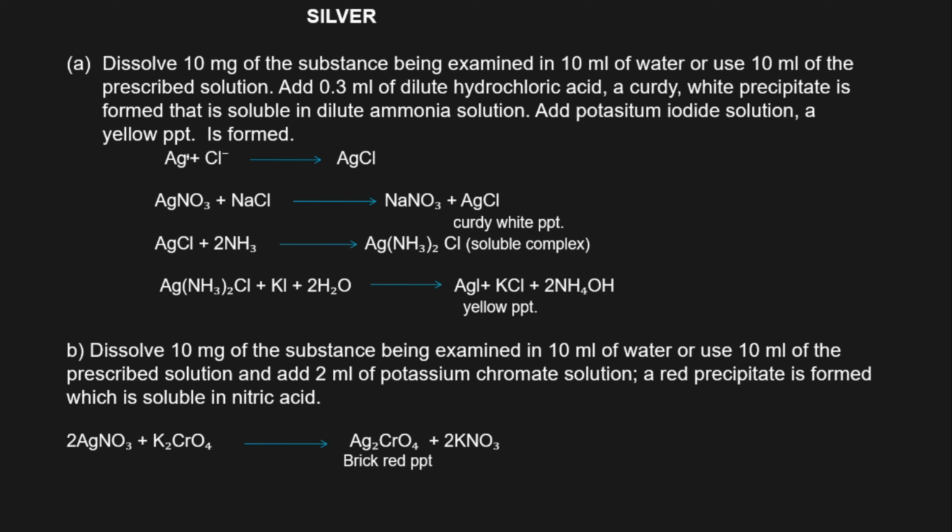The next method of identification is as follows. Dissolve 10 mg of substance being examined in 10 ml of water or use 10 ml of the prescribed solution and add 2 ml of potassium chromate solution. A red precipitate is formed, which is insoluble in nitric acid. The reaction is as under. 2 molecules of silver nitrate react with 1 molecule of potassium chromate, resulting in formation of silver chromate, which gives brick red precipitate.